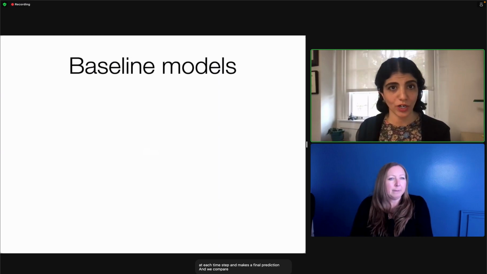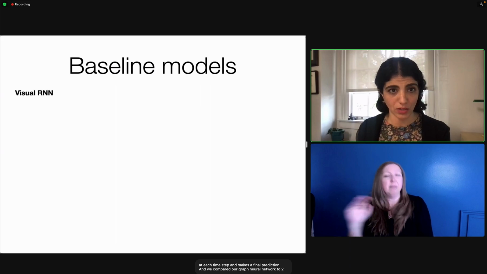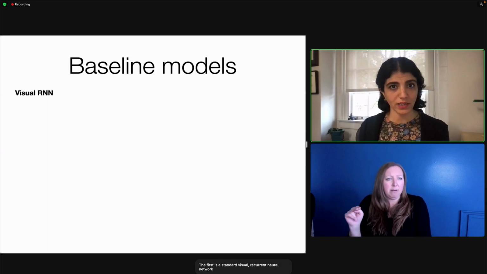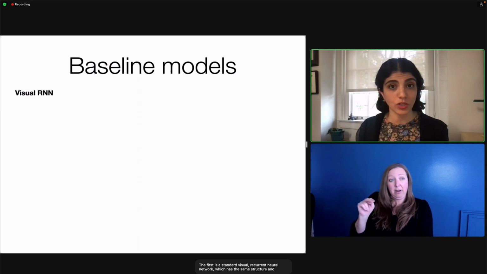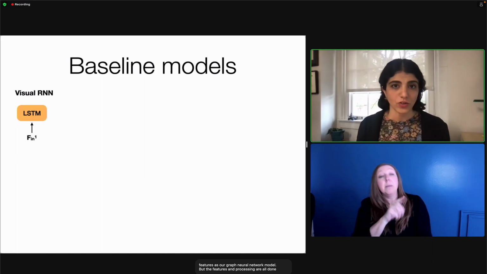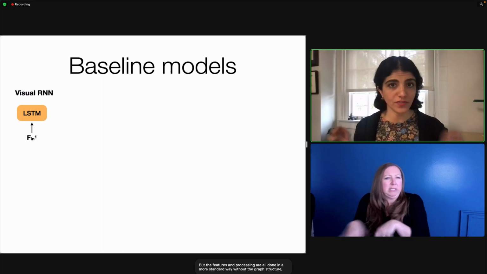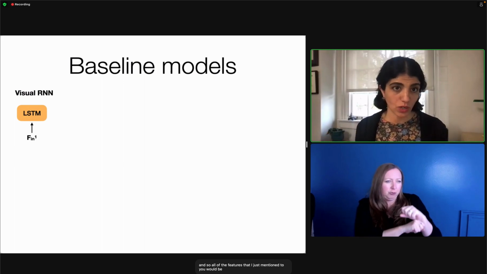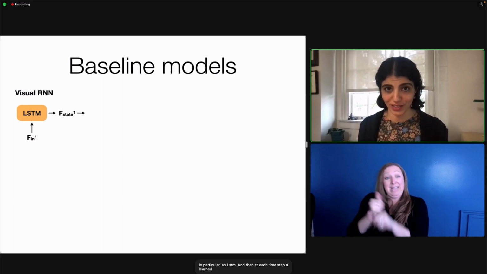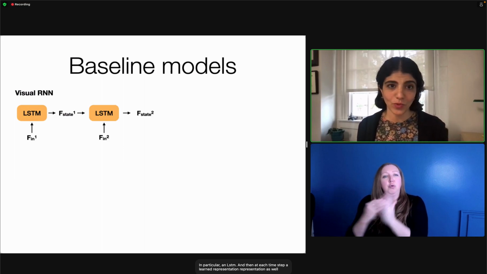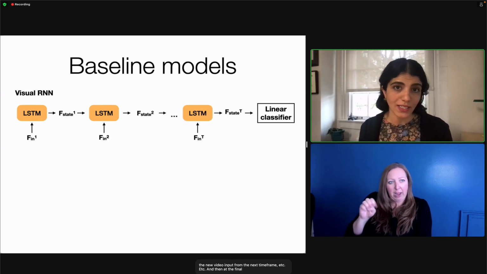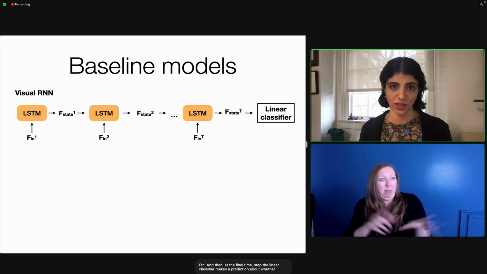And we compared our graph neural network to two baseline models. The first is a standard visual recurrent neural network, which has the same structure and input features as our graph neural network model, but the features and processing are all done in a more standard way without the graph structure. All of the features that I just mentioned would be fed into an RNN, in particular an LSTM, and then at each time step, a new representation is learned that is combined with the new video input from the next time frame, et cetera. And then at the final time step, a linear classifier makes a prediction about whether the video is friendly, neutral, or adversarial.